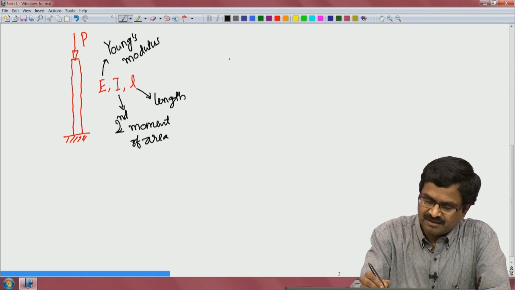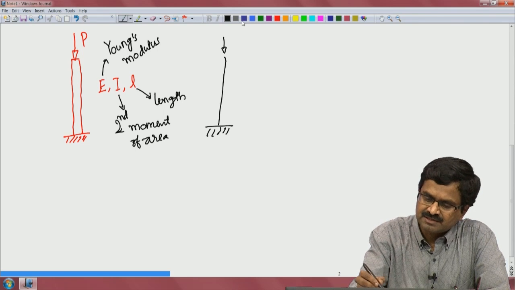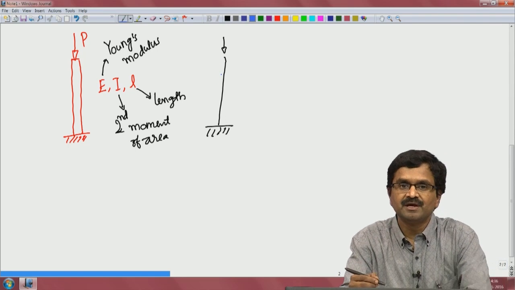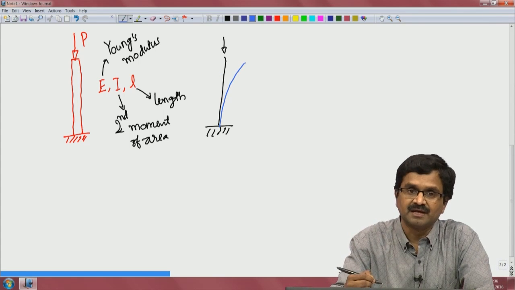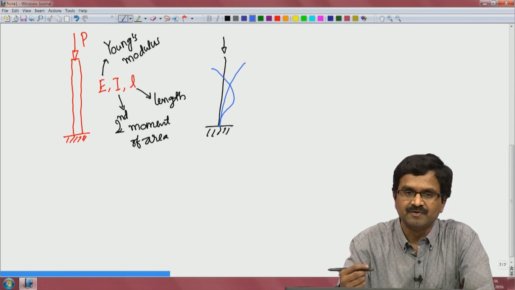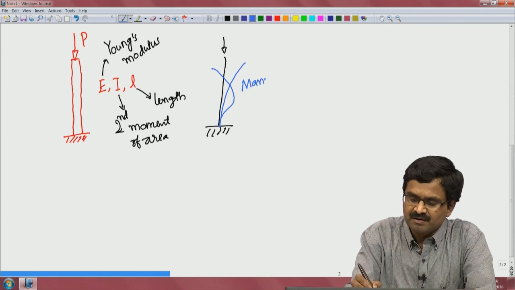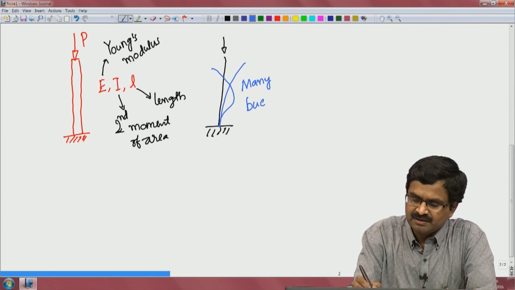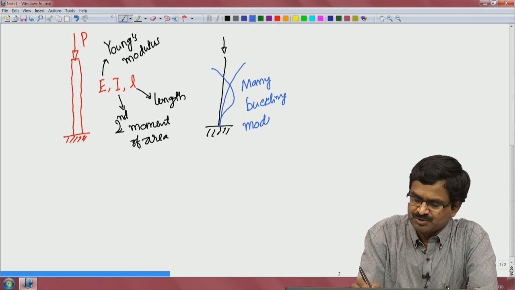Buckling means that if the column is taken like this under the axial load, at some point it will not be able to stay vertical and will just buckle like that or like this, many other ways. When we say it is an eigenvalue problem, there are many buckling shapes, we can call them mode shapes.